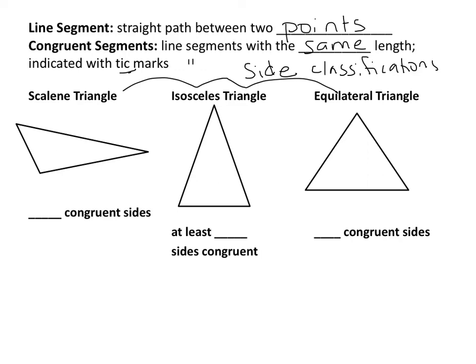Now, a scalene triangle just means it has no congruent sides. So all 3 sides are different. An isosceles triangle has at least 2 sides congruent. So remember we said those little tick marks? You would see little lines like that. That means that those 2 sides are equal to each other. And equilateral, if you hear the word equal, means it has 3 congruent sides. So it would look something like that.